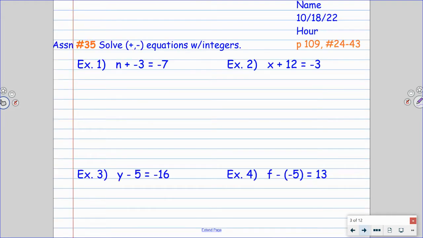For now, whatever the date is, whatever the assignment number is, go ahead and title your paper. Come on back when you're ready.